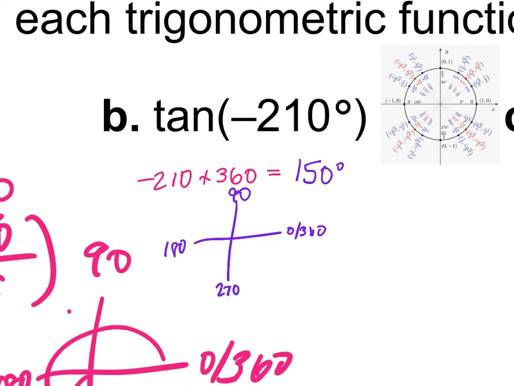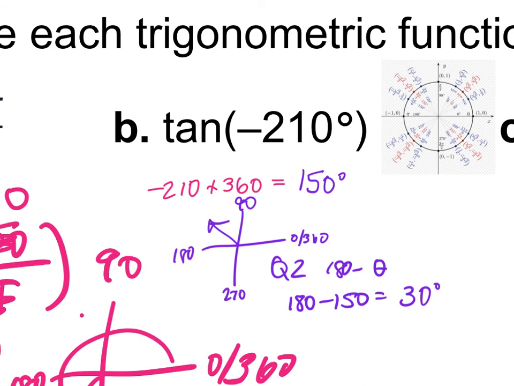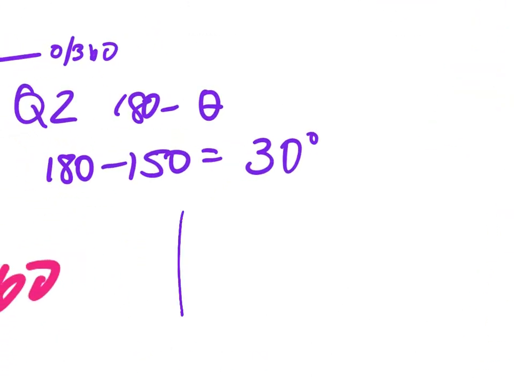Where's 150? Quadrant 2, right? So what's the rule for quadrant 2? It's 180 minus theta. So I have 180 minus 150, which gives me 30 degrees. So let's draw a little triangle here. You can draw it however you want, and put the 30 wherever you want. It just matters that you get the pattern right around your triangle. What goes across from the 30 in your pattern? 1. What goes across from the hypotenuse? 2. What goes across from 60? Root 3.